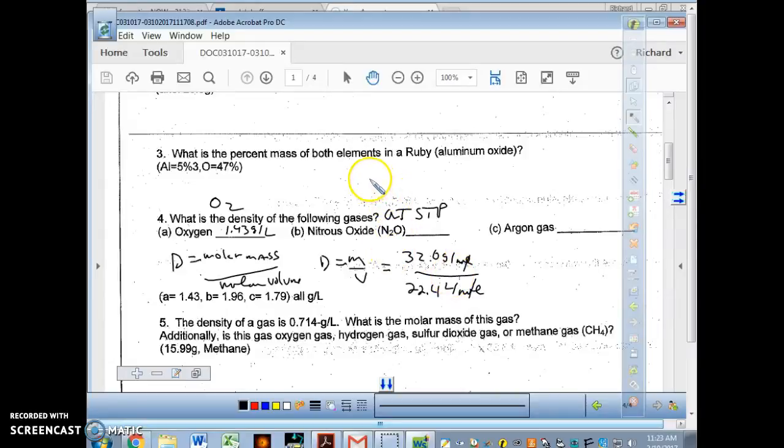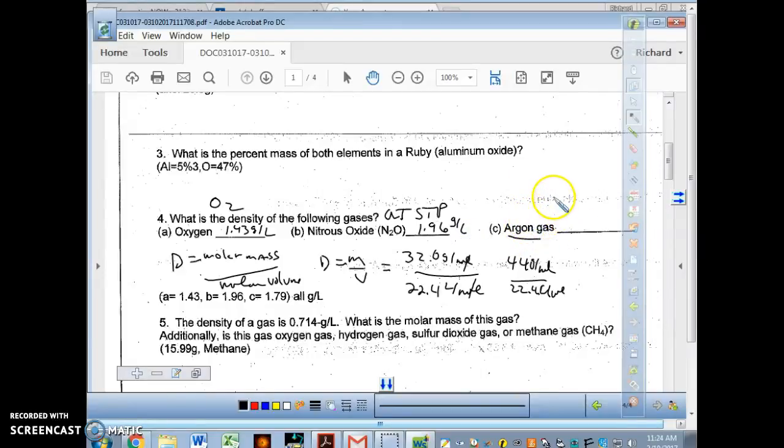N2O, we're going to add up 14 and 14 and 16. So 14 for 28 and 16 is 44 grams per mole over 22.4 liters per mole. So 44 divided by 22.4 is about 1.96 grams per liter.